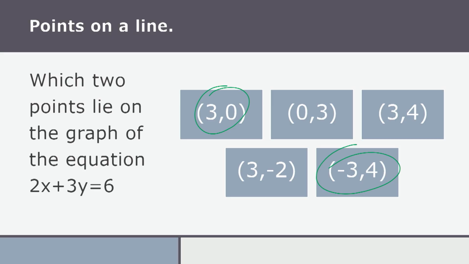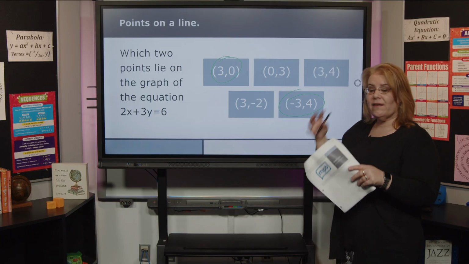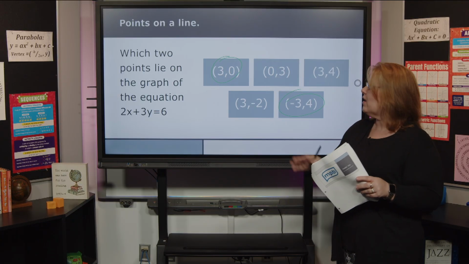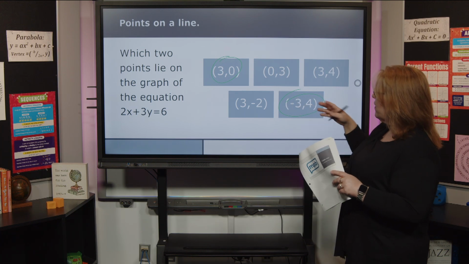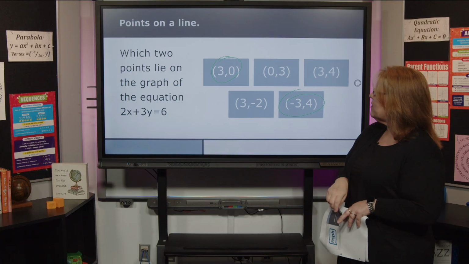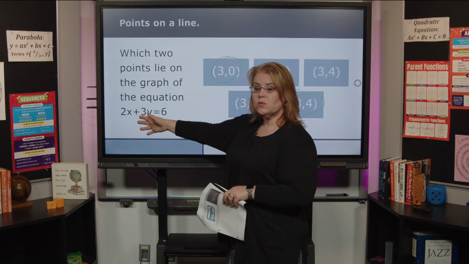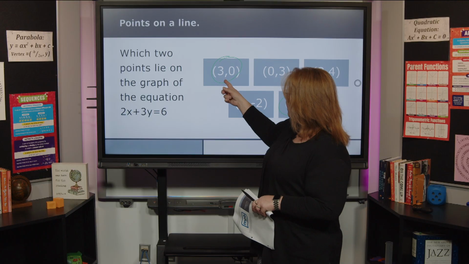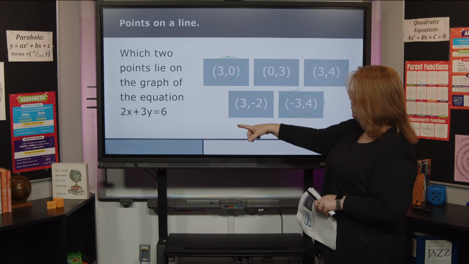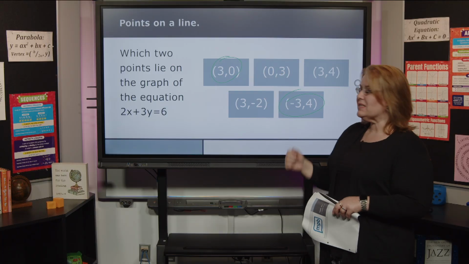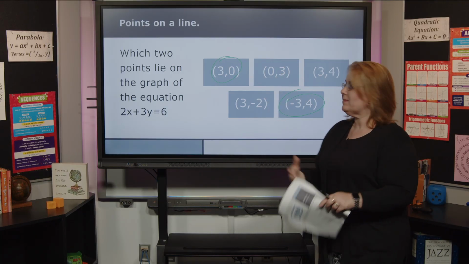And that is how you use that Desmos skill of trying to find which coordinates lie on a line graphed on Desmos or on your calculator. Another way we can do this is take the x and y value and plug it into our equation and see which one will give us 6. So 3 for x, 0 for y would give us 6. -3 and 4 would give us 6. So you want to make sure that you understand you can plug it in or you can graph it. Good job.